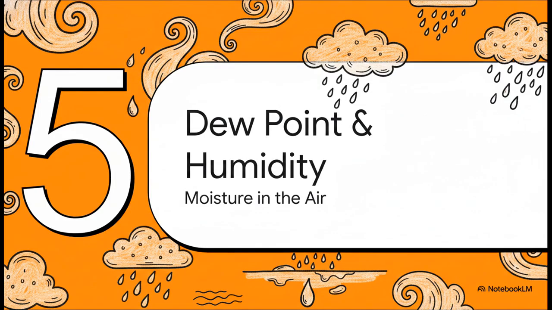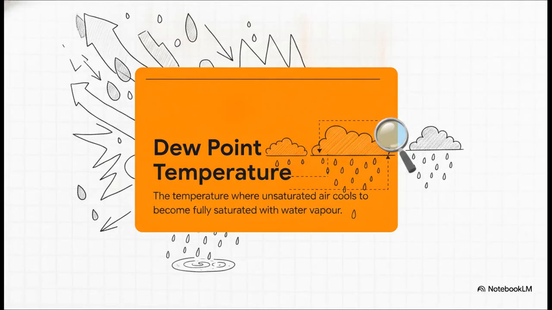Finally, let us look at the invisible water that is constantly surrounding us in the atmosphere. Let's talk about dew point and humidity. You know, warm air has the capacity to hold a very large amount of water vapor. But there is a strict limit. If we take unsaturated air and start to cool it down, its capacity to hold moisture steadily decreases. Eventually, it reaches a specific temperature where it can hold absolutely no more vapor. It becomes fully saturated. Any further cooling will force that excess vapor to condense into tiny water droplets. This exact temperature boundary is what we call the dew point temperature.